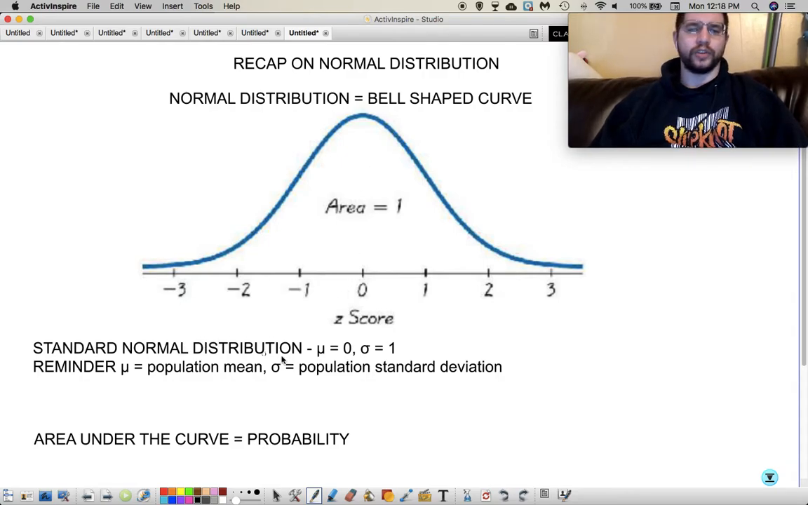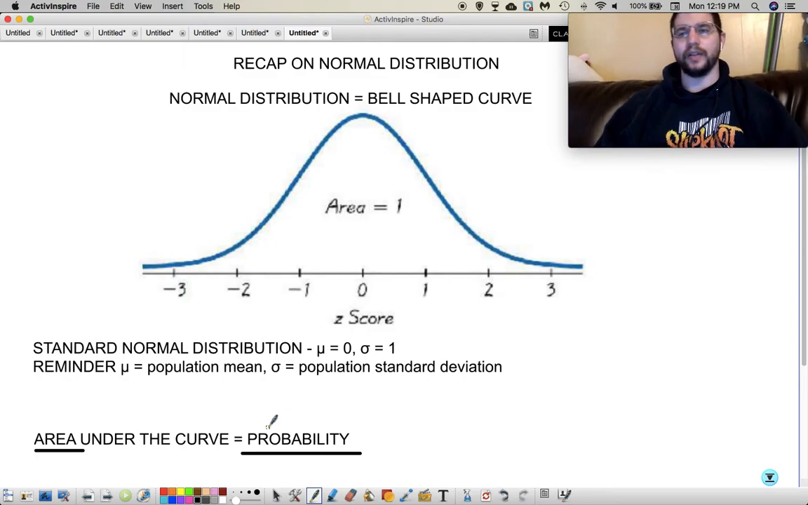So the standard normal distribution has a mean of 0 and a standard deviation of 1. If you forgot, that's mu, the population mean, and lowercase sigma, the population standard deviation. And in this chapter, if we're talking about area under the curve, that is the same thing as probability. So if it gives you the area, then you can use it just like the probability. Probability and area are interchangeable. Whichever one they say, if it asks you to find the probability or asks you to find the area, you do it the same way.